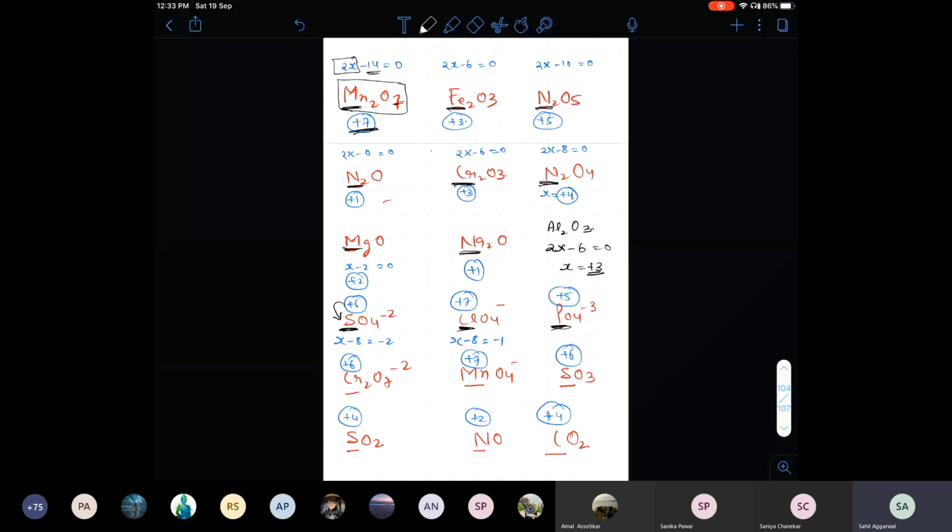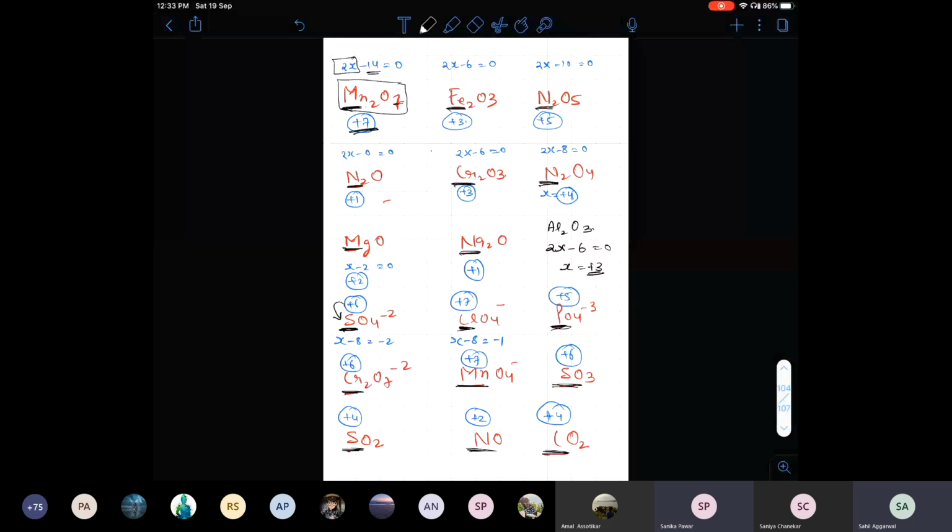Anyone else? I am telling you again, we are not going into deep knowledge of oxidation state. I want to tell you oxidation state only because of the next topic, which is very simple.